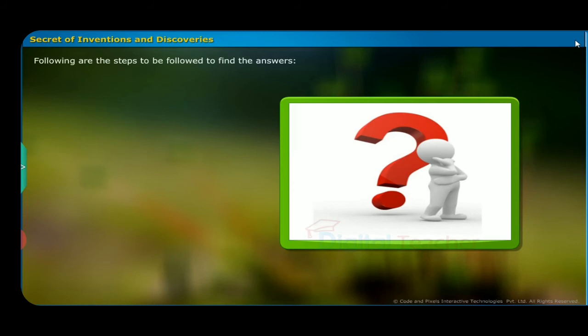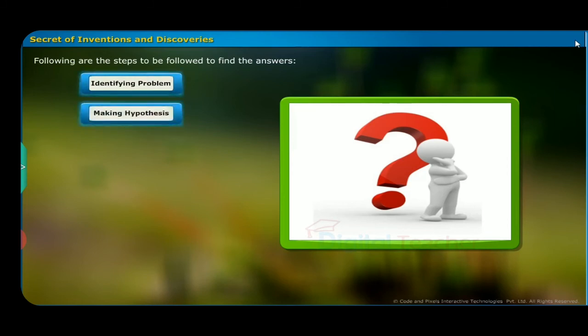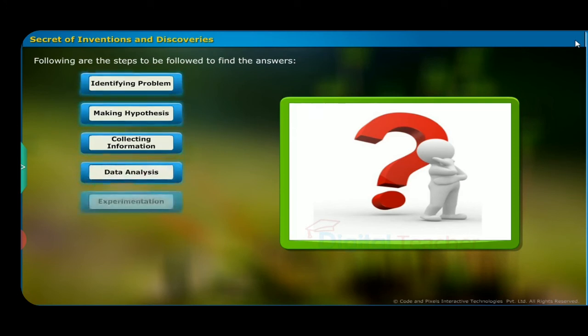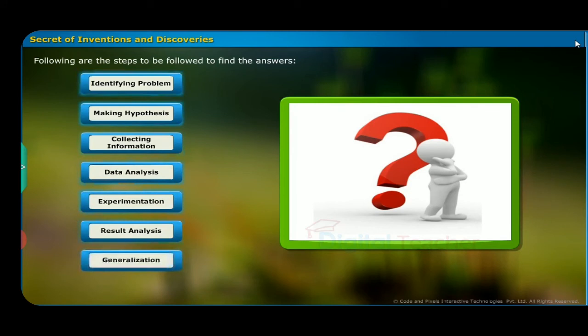Following are the steps to be followed to find the answers. Identifying problem, making hypothesis, collecting information, data analysis, experimentation, result analysis, generalization. Click each tab to know more.